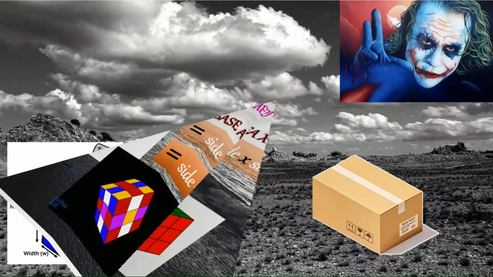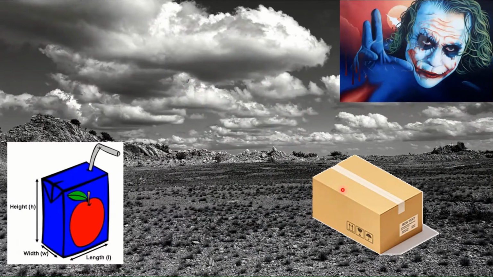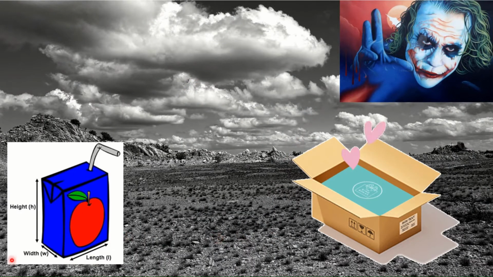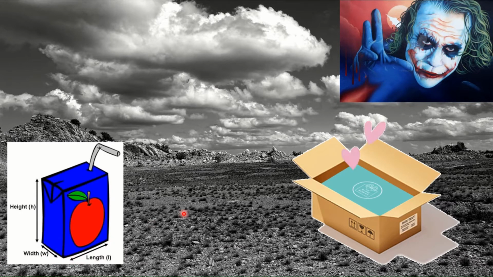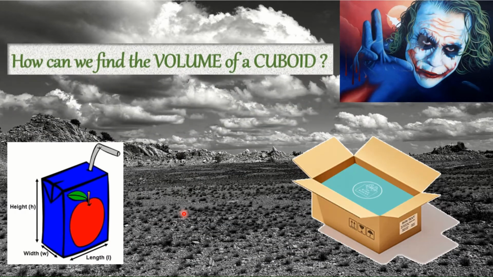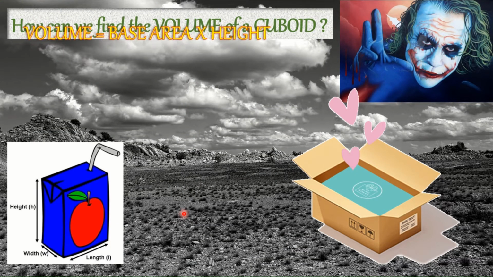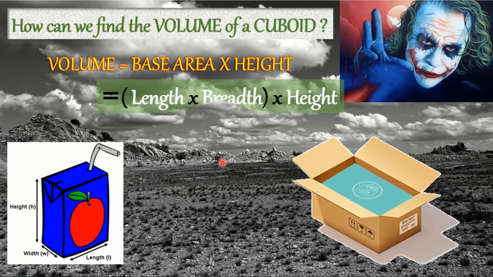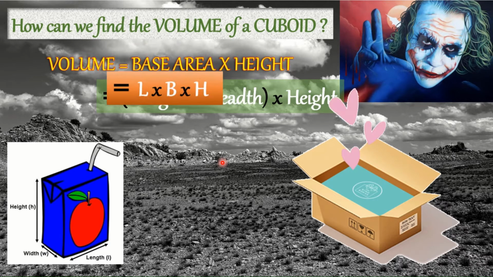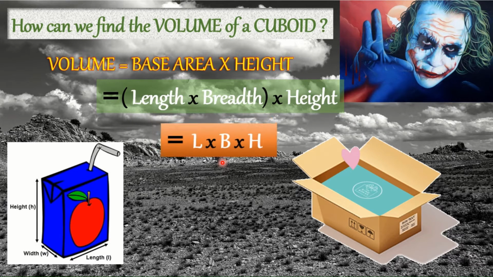Next, which shape is this? It's a cuboid. Cuboid has different length, breadth, and height. So, you know the basic formula to find out the volume of a cuboid. The basic formula is again the same, base area into height. And how will you find the base area? Just by multiplying length into breadth. And if you multiply the length into breadth with the height, it gives the volume. So the final formula is length into breadth into height.